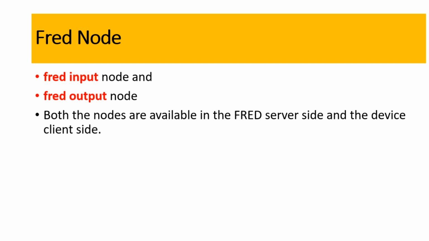So FRED comprises two important nodes called the FRED input node and the FRED output node. Both these nodes are available in both the client device as well as on the FRED server side. So both the FRED server side and the client side will hold the FRED input node as well as the FRED output node.